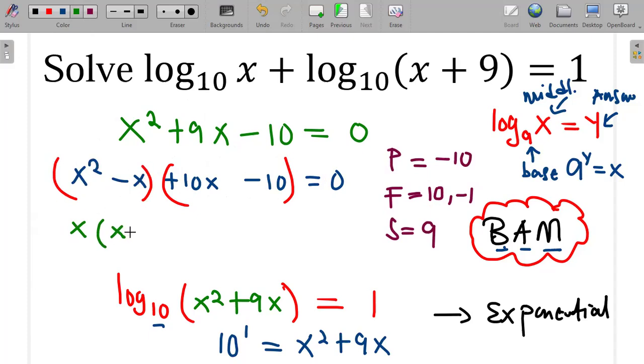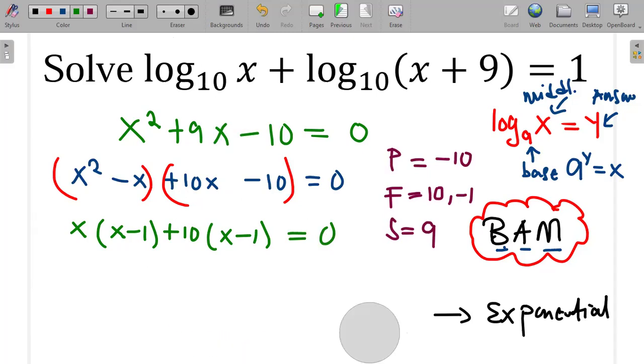If I get the x from here, I'll just remain with 1. And then what is common here is positive 10. Then what is remaining here is x, and then what is remaining there is 1. And this is equal to 0.